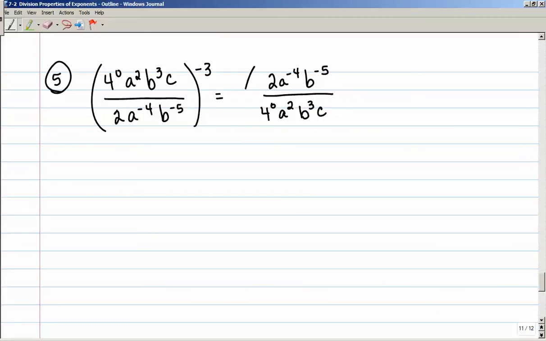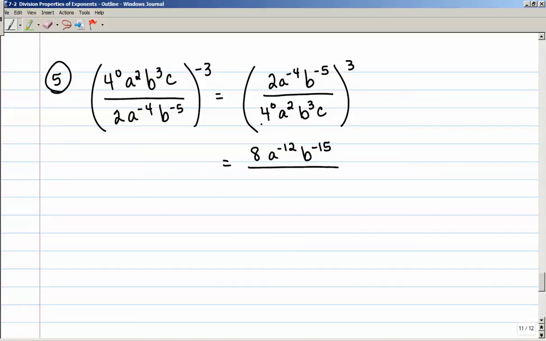So let me get that right. And that's raised to the 3rd power. So in other words, I can make this negative 3 a positive 3 if I flip the whole fraction inside. Now I think I'm going to get rid of the parentheses and apply that 3. So 2 cubed is 8. a to the negative 4th to the 3rd is a to the negative 12th. We'll deal with that in a minute. b to the negative 5th to the 3rd is b to the negative 15.